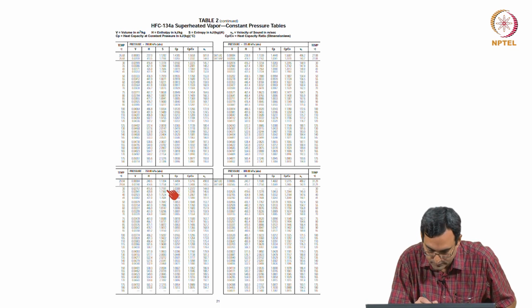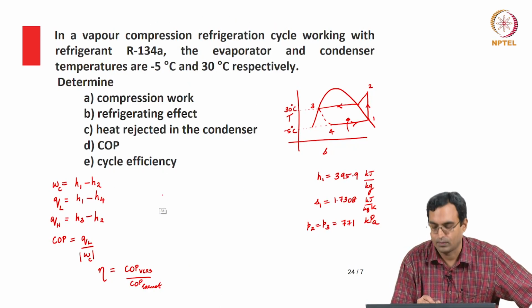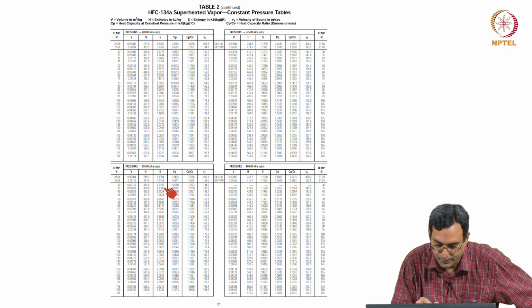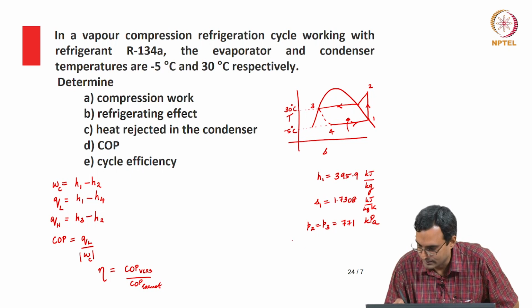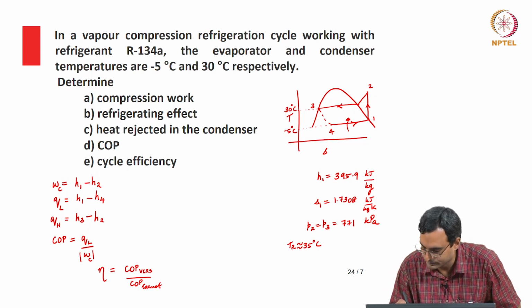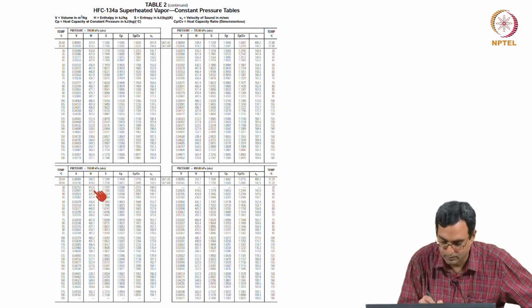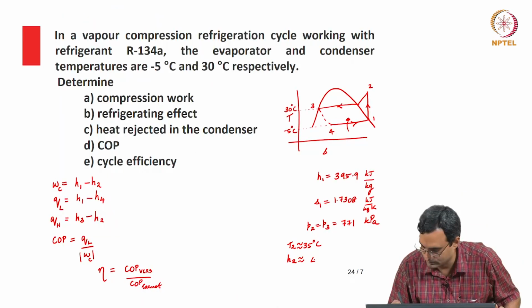Entropies are given here of 1.7308. 1.73 is somewhere here, so this is close enough. So, if I am taking this, it means that my temperature is 35 degrees centigrade and the enthalpy is 420.8. So, what we see is T2 is approximately equal to 35 degrees centigrade. Enthalpy at 2 is approximately equal to 420.8.